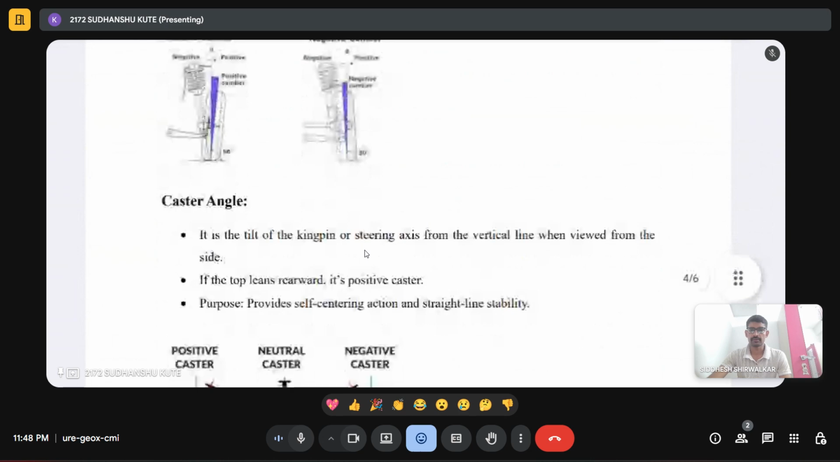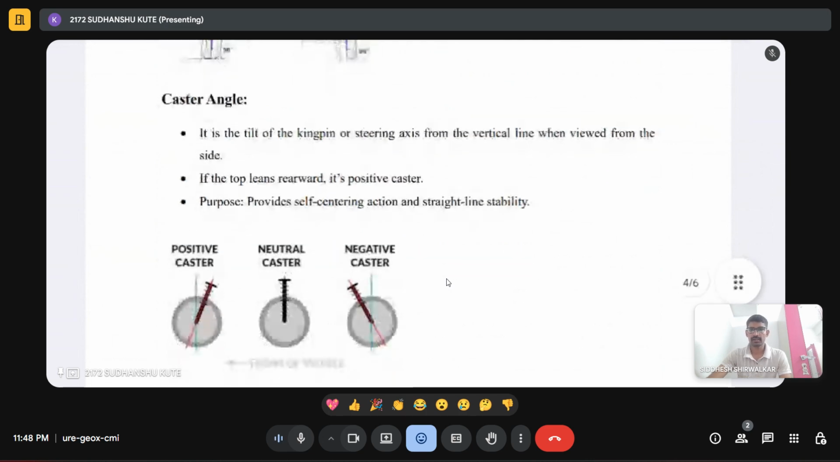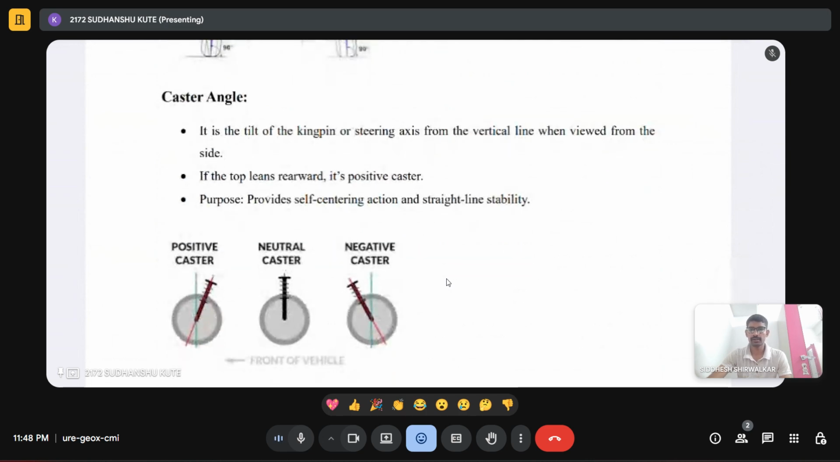Second is caster angle. It is the tilt of the kingpin or steering axis from the vertical line when viewed from the side. The purpose of caster angle is to provide self-centering action and straight line stability. The caster angle can be divided into three types. As you can see, positive caster, neutral caster, and negative caster.